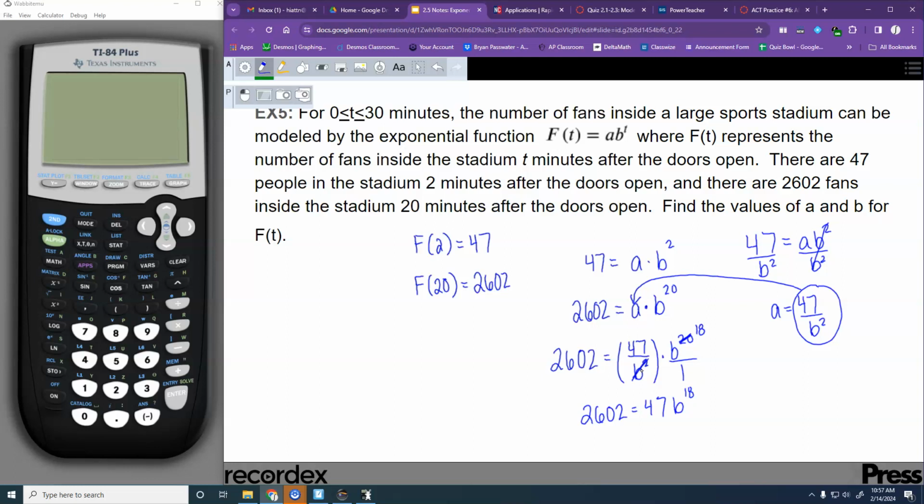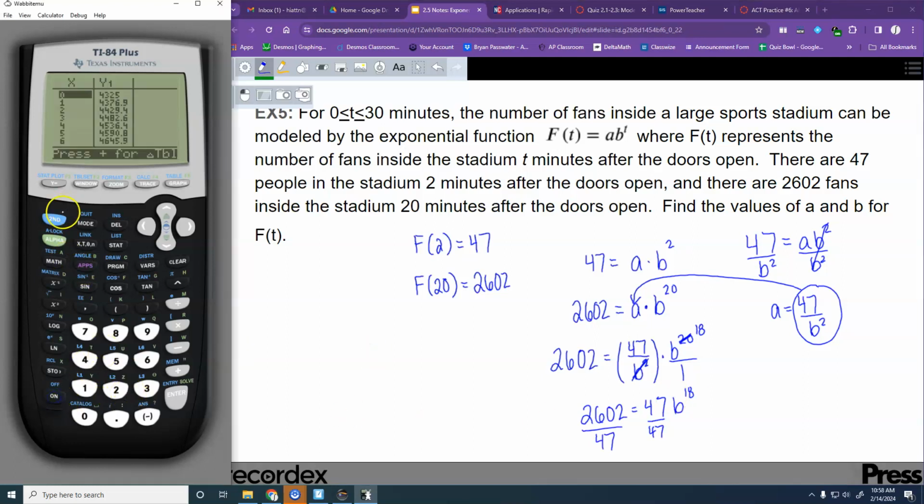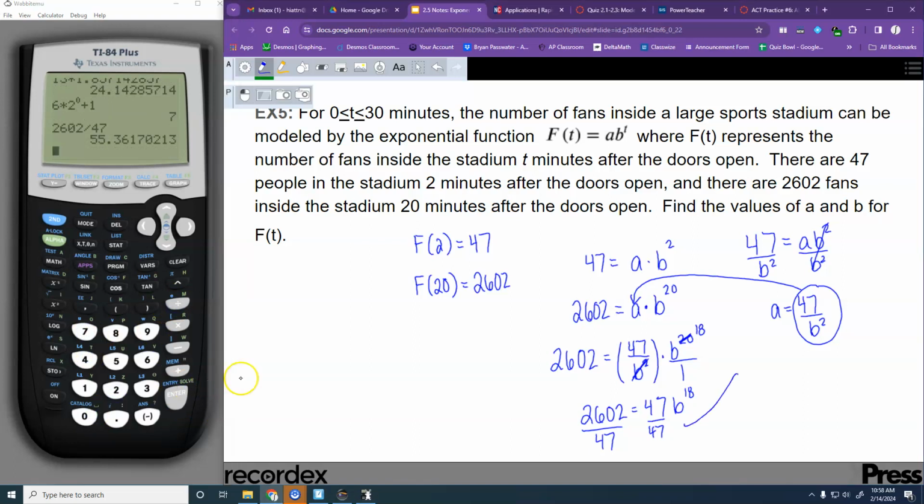Okay, the numbers are kind of high, but we just got one variable now. And what would I need to do first to solve this for B? Divide by 47, definitely. All right, so let's use our calculator. All right, so we've got over here 55.3617, and so on. Keep that number in your calculator. Is going to be B to the 18th. All right, what have we got to do last? Root it by 18, 18th root, right?